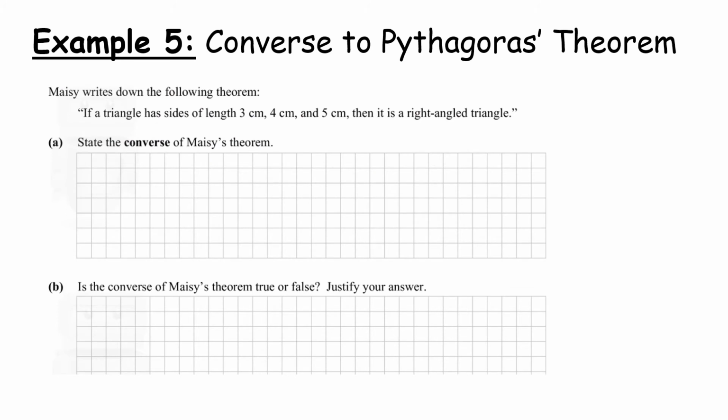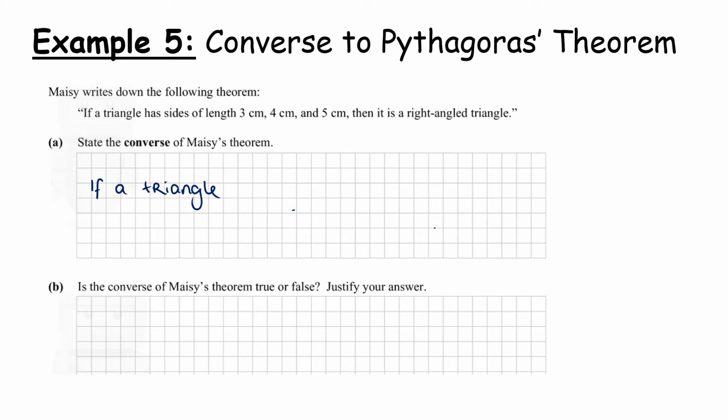Now let's look at an example which uses the converse of Pythagoras' theorem. Maisie writes down the following theorem: if a triangle has sides of length 3, 4 and 5, then it is a right angle triangle. State the converse of Maisie's theorem. So basically the converse is working opposite. So the opposite is, and your wording doesn't have to be exactly like I would write it, as long as you're saying the same thing.